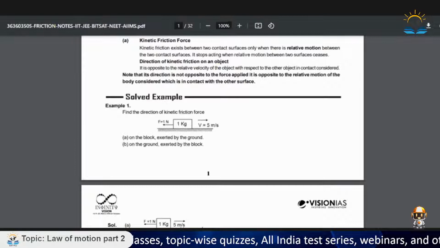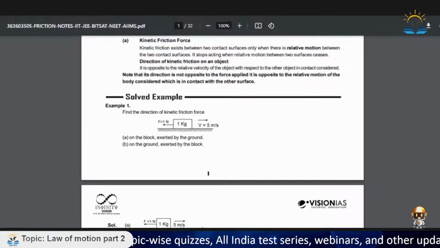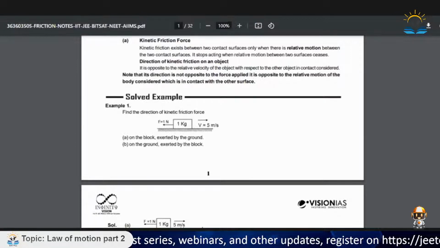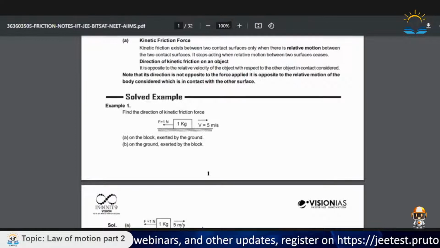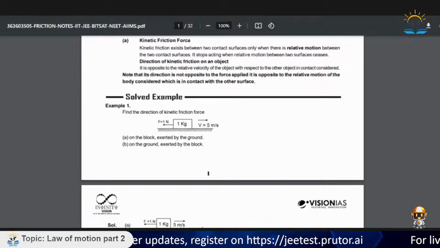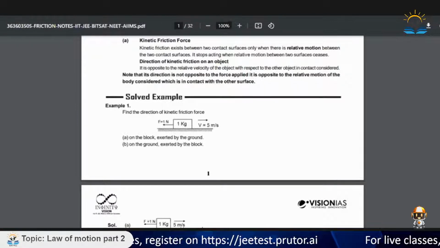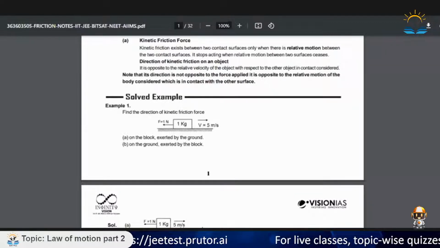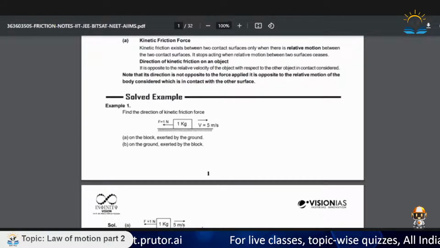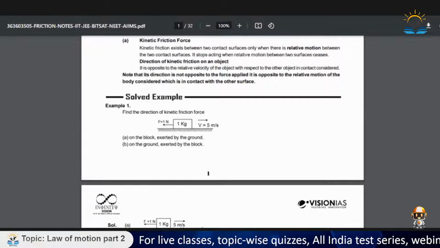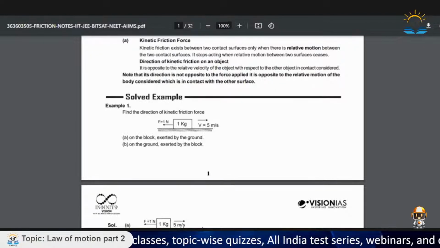Note that its direction is not opposite to the force applied. It is opposite to the relative motion of the body. Now this thing is very important. You should always consider that the frictional force is not in the direction opposite to which any force is applied on an object or a body. Basically, the kinetic friction is opposite to the relative motion of the body. So while assuming the direction of the friction, we will always check what is the relative velocity of the object with respect to another object.